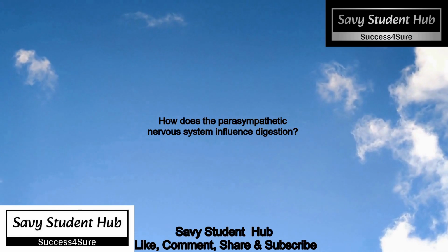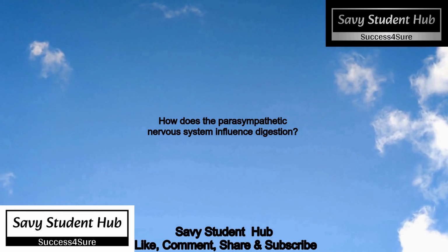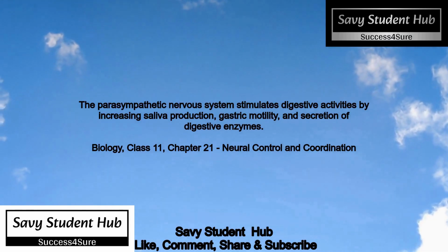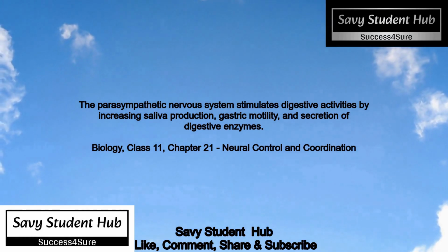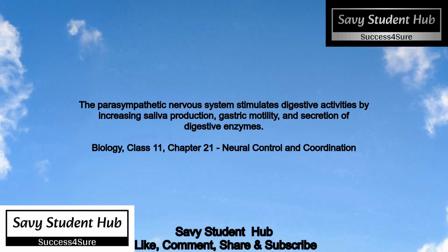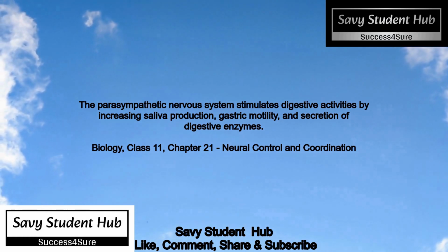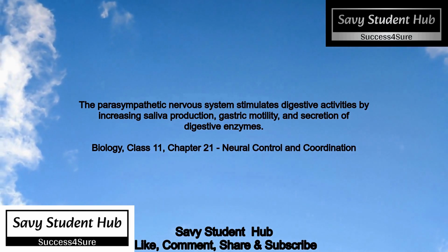How does the parasympathetic nervous system influence digestion? The parasympathetic nervous system stimulates digestive activities by increasing saliva production, gastric motility, and secretion of digestive enzymes.